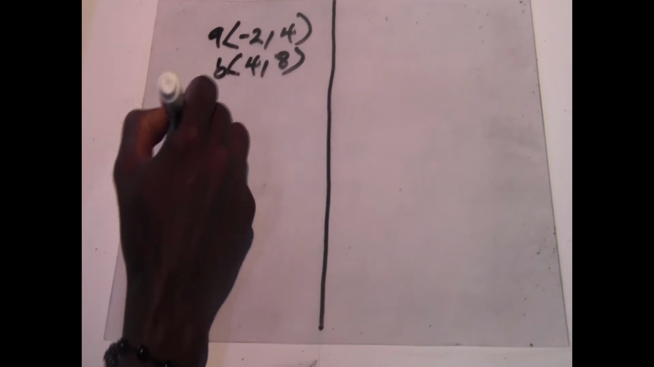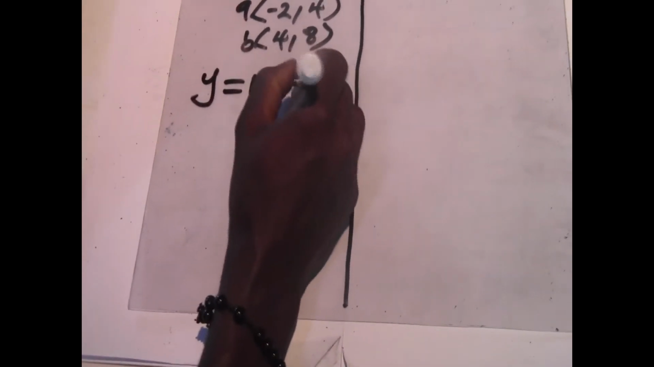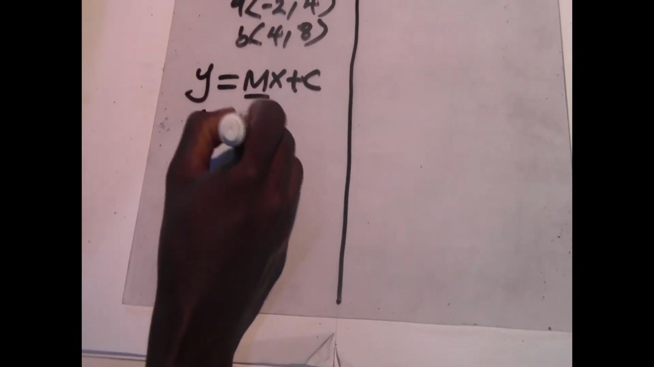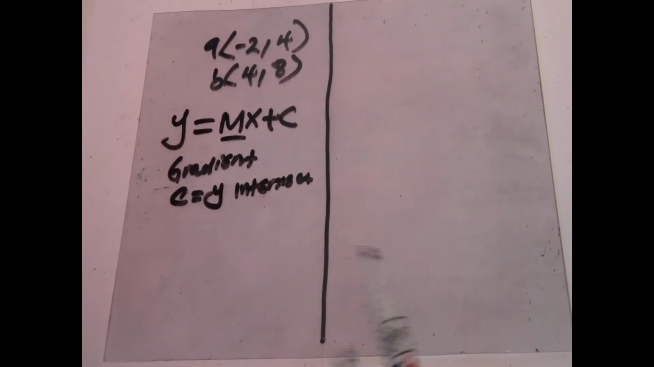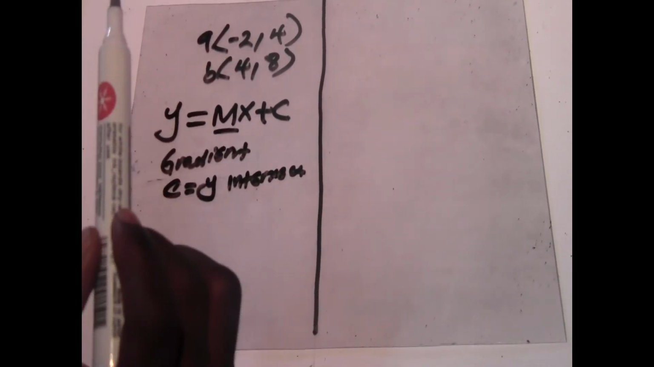For example, in given 2 points, our point A is -2, 4, and our point B is 4, 8. And then you're told, find the equation of this line. There's something you have to know, that equation of a straight line is formed in this format. Y is equals to mx plus c, where m is the gradient. For this case, we want to find the equation of a straight line for this line. So we want to find its equation.